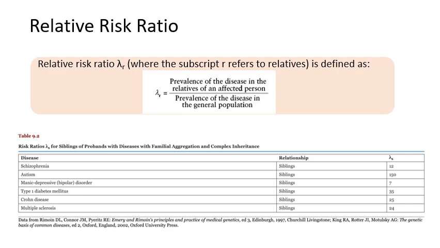A relative risk ratio, also considered as lambda R, where the subscript R refers to relatives, is defined as lambda R equals prevalence of the disease in the relatives of an affected person divided by prevalence of the disease in the general population. So that gives us an estimate of whether the disease is more prevalent in the relatives compared to the general population. There are a number of examples of these. So as you can see here in this table below, so schizophrenia, the lambda S, we can calculate what the relative risk ratio is. So for schizophrenia, it is 12. For autism, it is 150. And for manic depressive or bipolar disorder, it is 7. So you can see all of these conditions. We've got the relative risk ratio in siblings in this particular table.